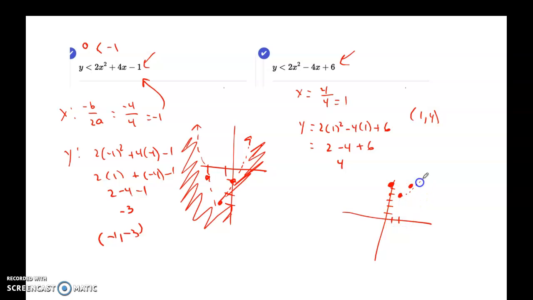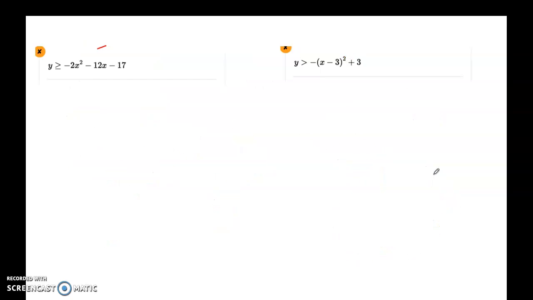And again, it's just less than, it doesn't include it, so you do a dotted line. Now the shading, I would substitute 0, 0 again. 0 is less than 6. So therefore it's true here. So we're going to shade outside. So if it's true where you're testing.